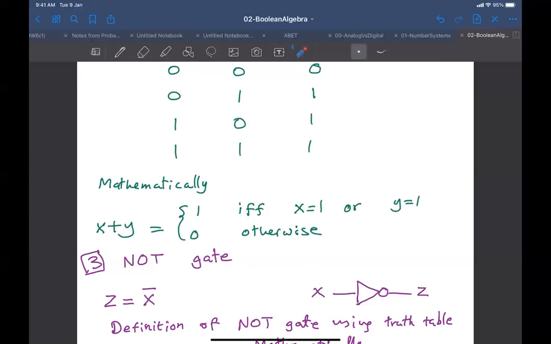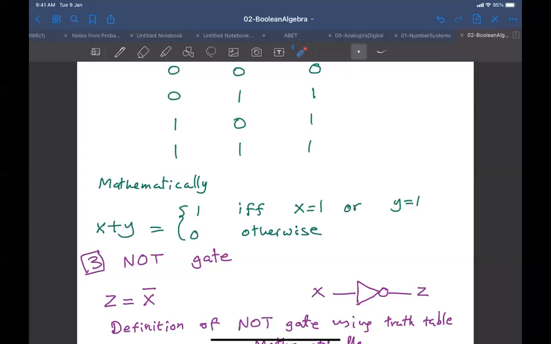All right, so the third gate is the NOT gate, which is defined using Boolean algebra. Z is equal to X complement, where X is the input here. So the symbol for that is this. You have a triangle here. It's just a triangle with a bubble in front of it. The bubble is extremely important. The triangle and the bubble are extremely important. If you draw it without the bubble, then it is a different symbol.